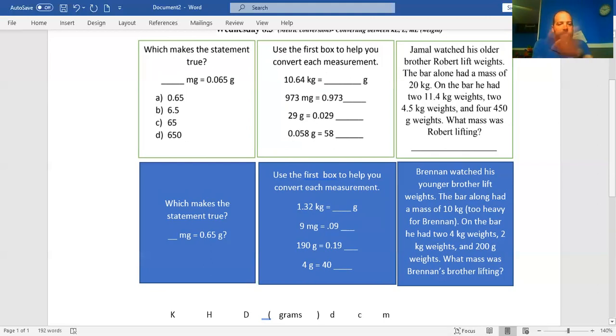Because 1 gram is bigger than a milligram, the number is going to be larger. I'm confusing myself. All right, use the first box to help you convert each measurement.